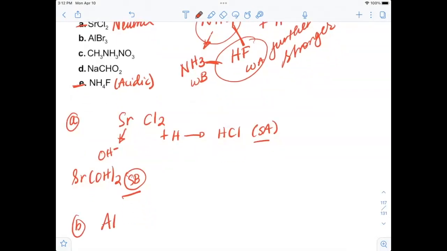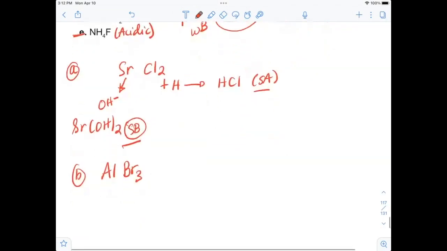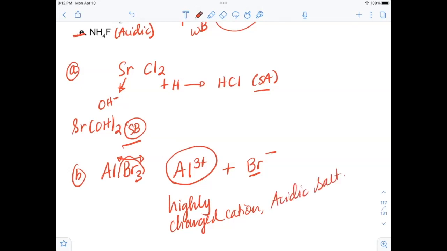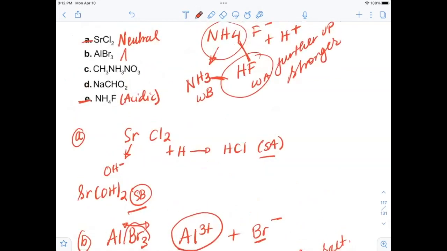The second one, aluminum bromide. If you reverse crisscross this, you end up with Al3 plus and Br minus. Since this is a highly charged cation, and this is from a strong acid, this would be an acidic salt according to the rules. So I write here acidic. Okay.